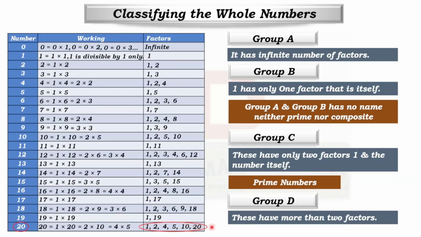So all these numbers have more than two factors: 1, the number itself, and also some other factor or factors. Like these, all such numbers which have more than two factors are called composite numbers. Let us now define prime numbers and composite numbers.